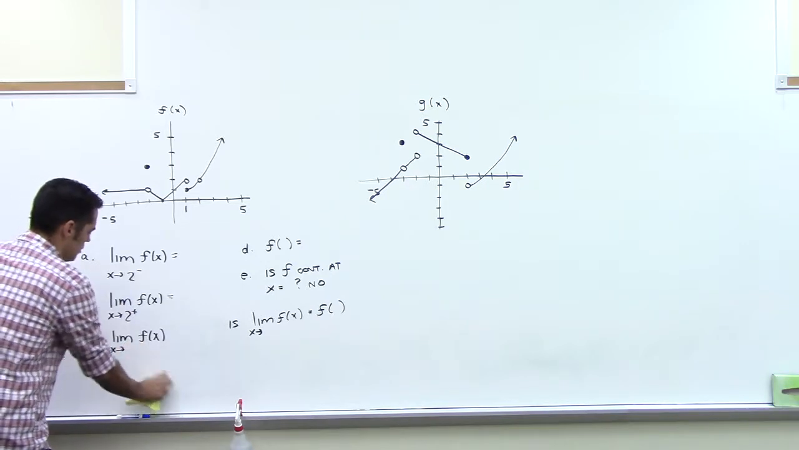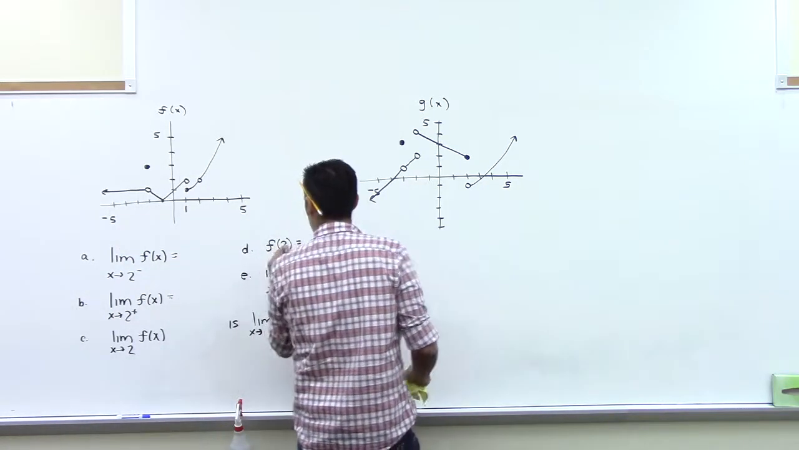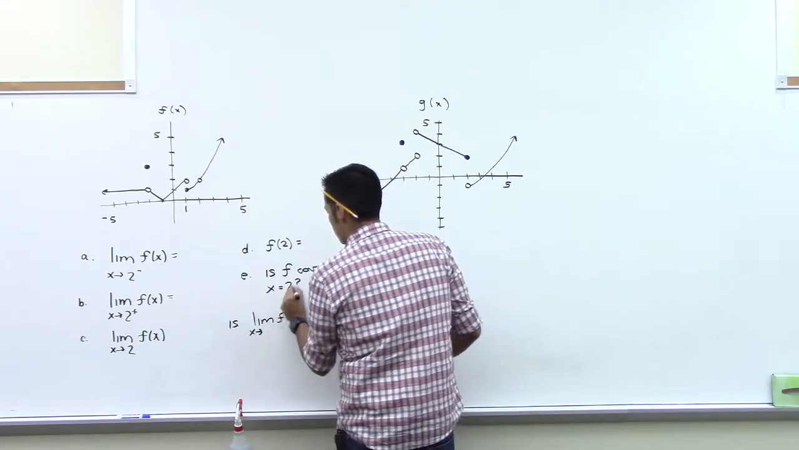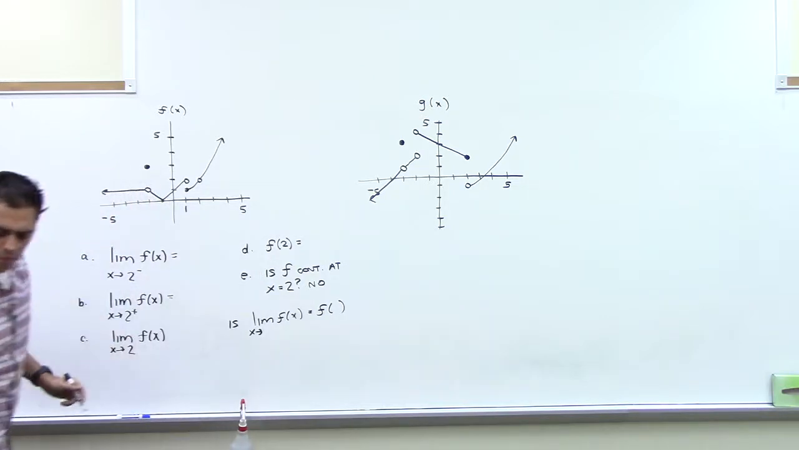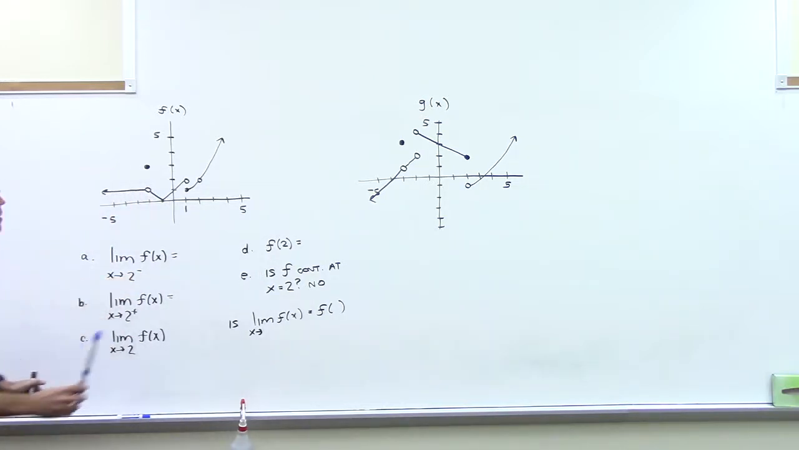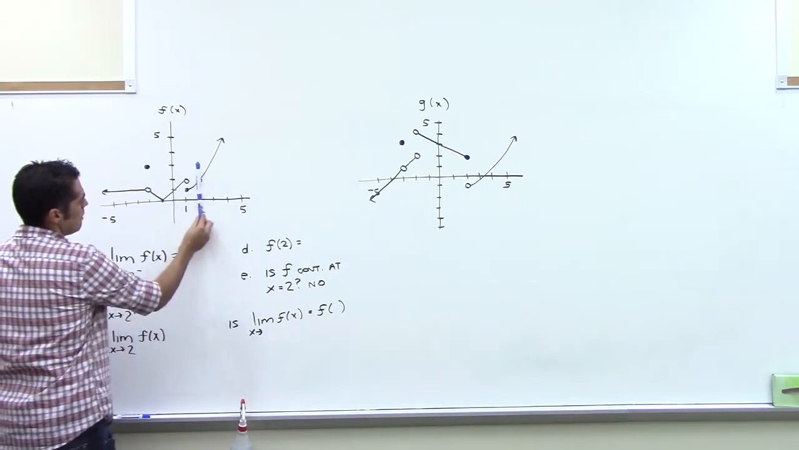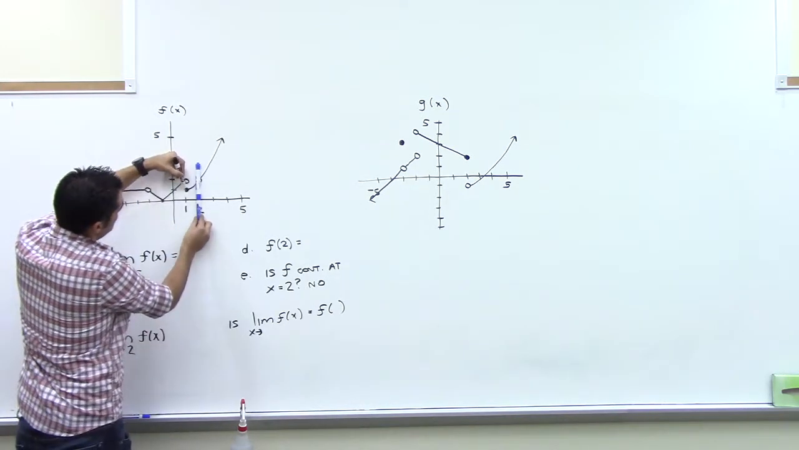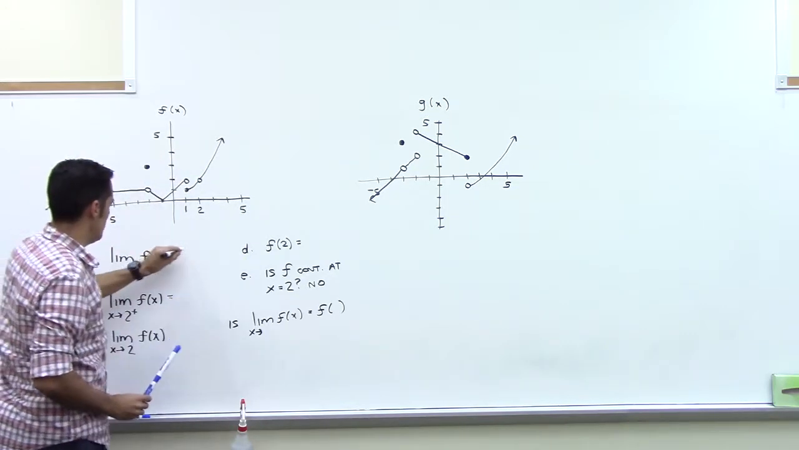We're going to go just 2. And then we're going to ask ourselves, what is f of 2? And then is it continuous at 2? All right, so what is the limit as x approaches 2 from the left? So here's 1, here's 2, all right? So as we approach 2 from the left, we notice that our y values are getting closer to 1. So we get 1 here.